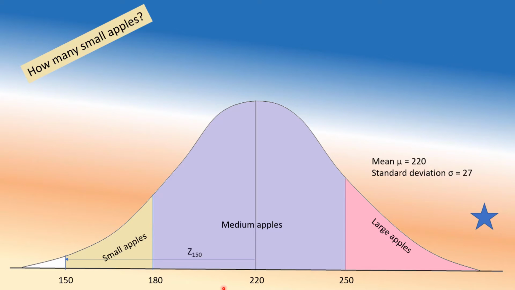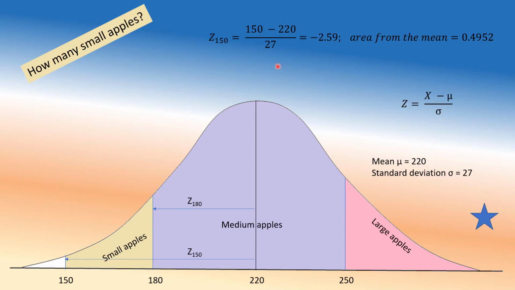Here is my Z150, there to there. And here is Z180. You can call them anything you want to really. And we use this formula to compute the z-score like in the last video. And here they are. Z150 will be 150 minus 220 divided by 27, the standard deviation, which is negative 2.59. Now remember, negative means we are below the mean. Otherwise, it has no meaning. Below the mean, negative. Above the mean, positive. That's all there is. And Z180 is minus 1.48.